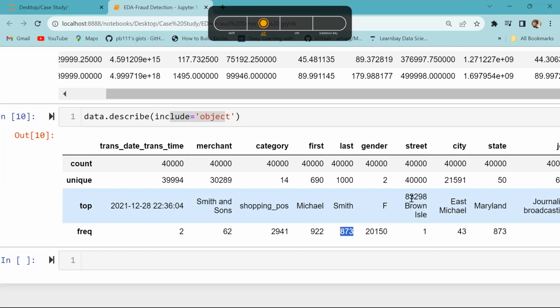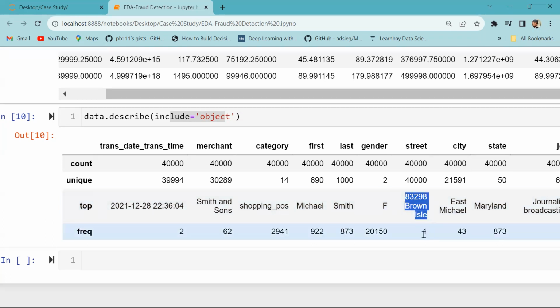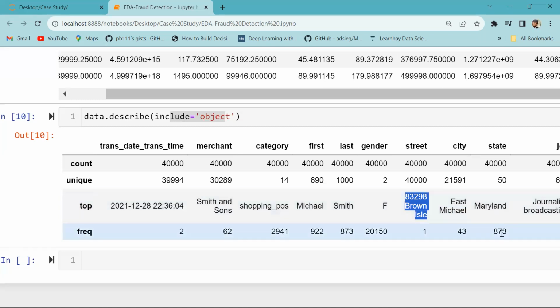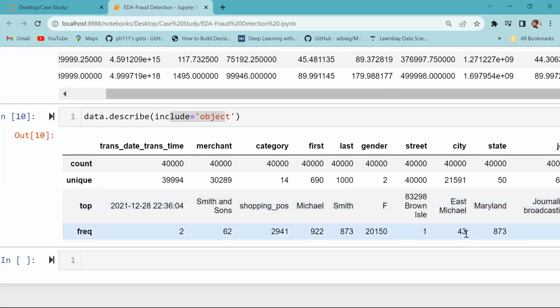This is the single city, because no cities are the same. That's the reason we got one as the first occurrence. East Michael and Maryland. So 893 times the state was repeated, and East Michael was repeated 43 times. This is the frequency.